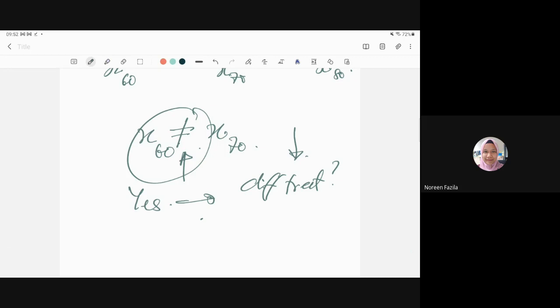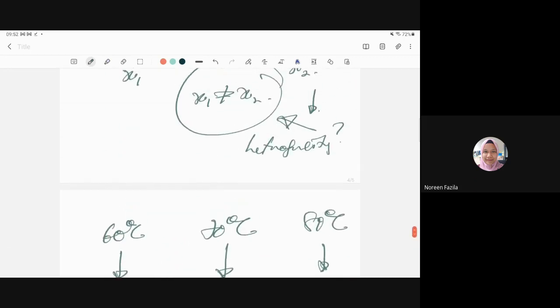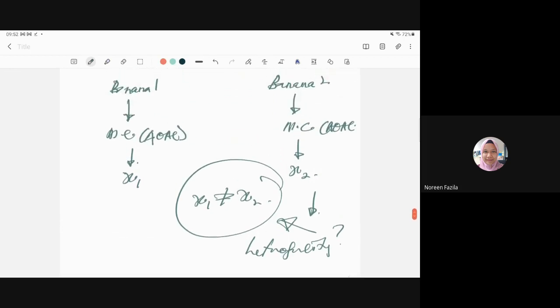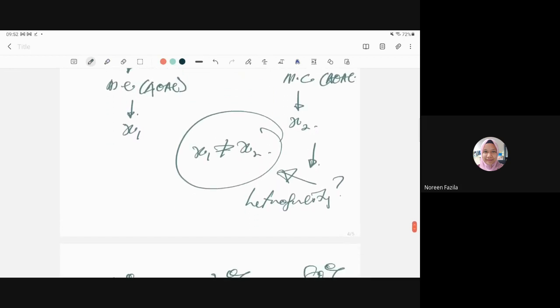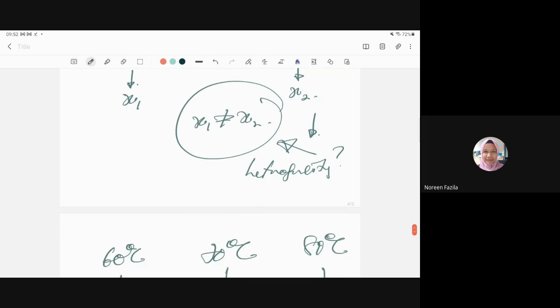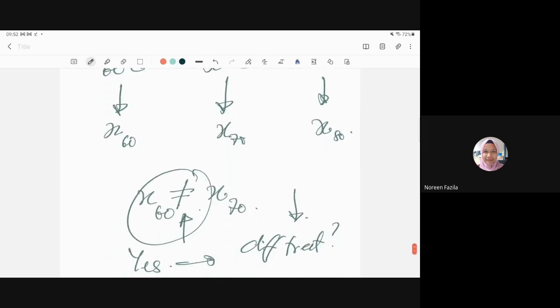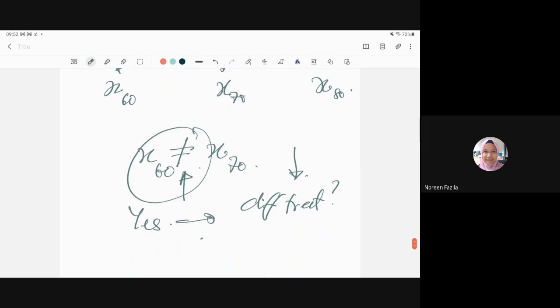Because the first one we give the same treatment, still the moisture content is not the same. Whereas the second one, we give the different treatment, also we don't get the same. So the result is the same. So it is not because of the treatment given to the bananas, but because of the heterogeneity of the bananas.